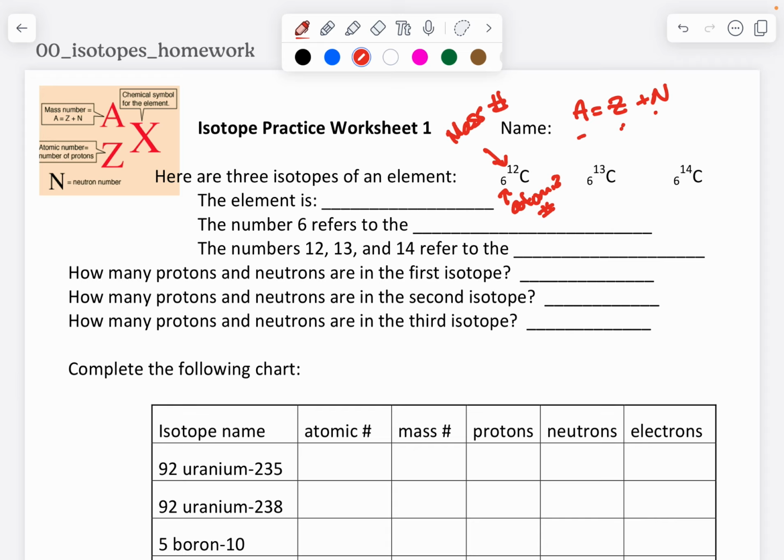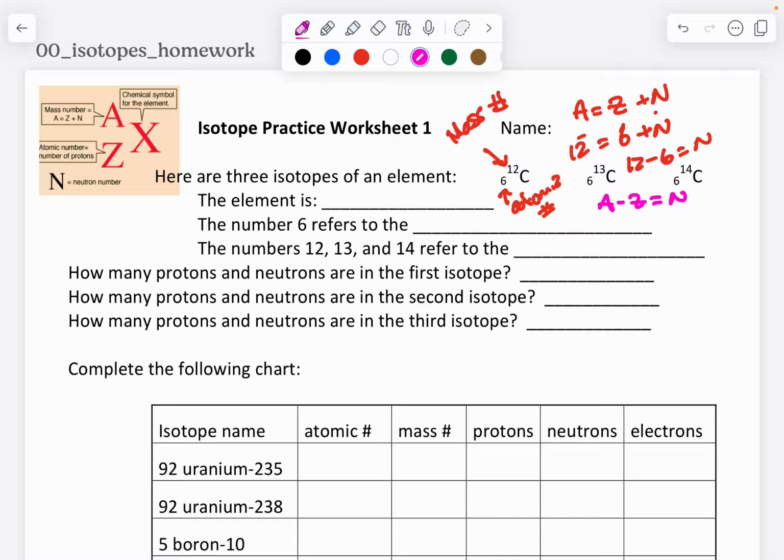In this case, you would do 6 plus something gives you 12. So that would be 12 minus 6 gives you n. As you can imagine, the equation that we want to use is going to be A minus Z gives us n.